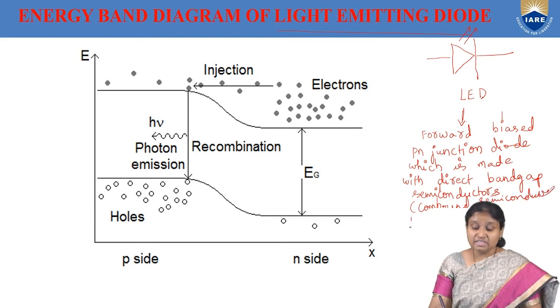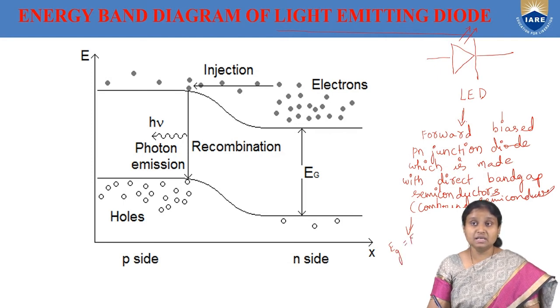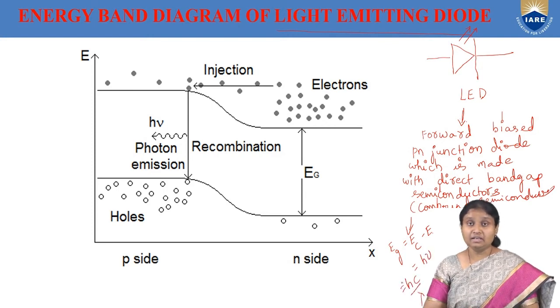And what is the specialty of these materials? In these materials, if I consider the energy gap, and what is this energy gap? It is the difference between the bottommost energy level of the conduction band and the topmost energy level of the valence band, and it is equal to h nu, which is the energy of a photon, or equal to hc by lambda.